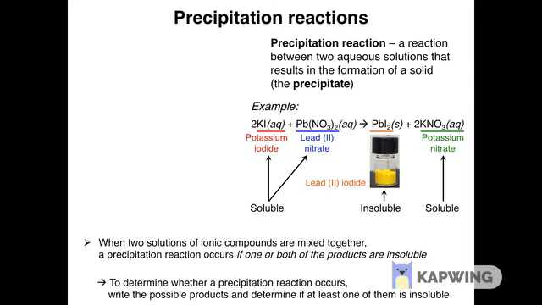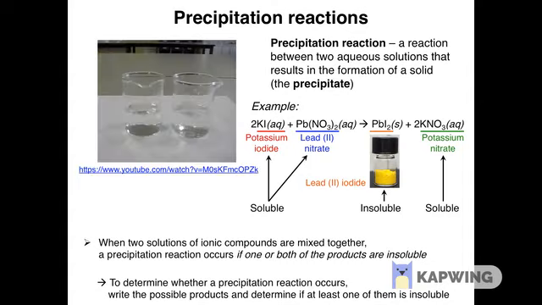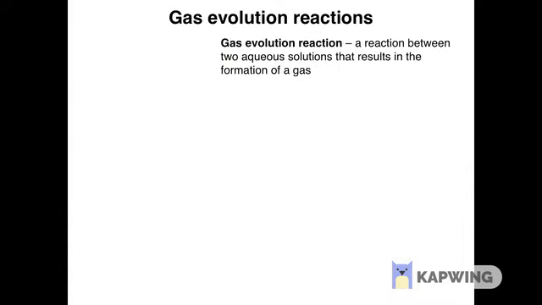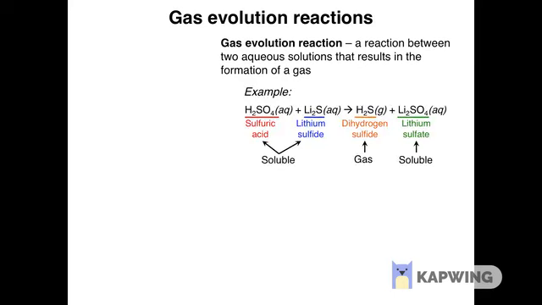The second type of reaction that can occur between two reactants in aqueous solution is a gas evolution reaction. This type of reaction results in the formation of a gas. Consider the following example. The reaction between sulfuric acid in aqueous solution and lithium sulfide in aqueous solution leads to the formation of dihydrogen sulfide, a molecular gas, and lithium sulfate, an aqueous solution.